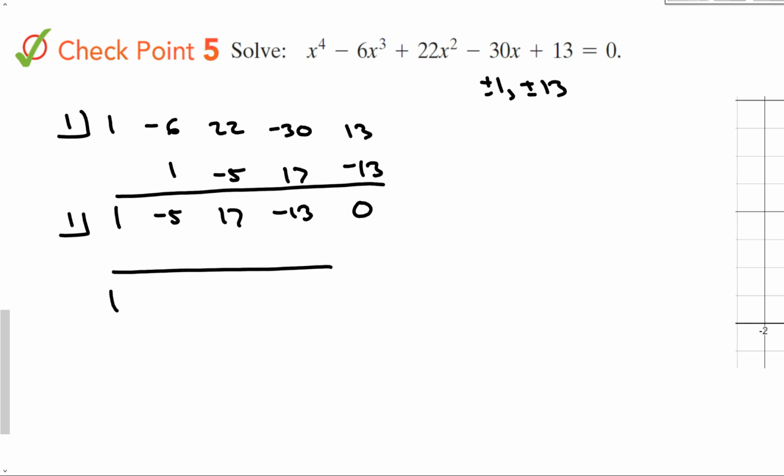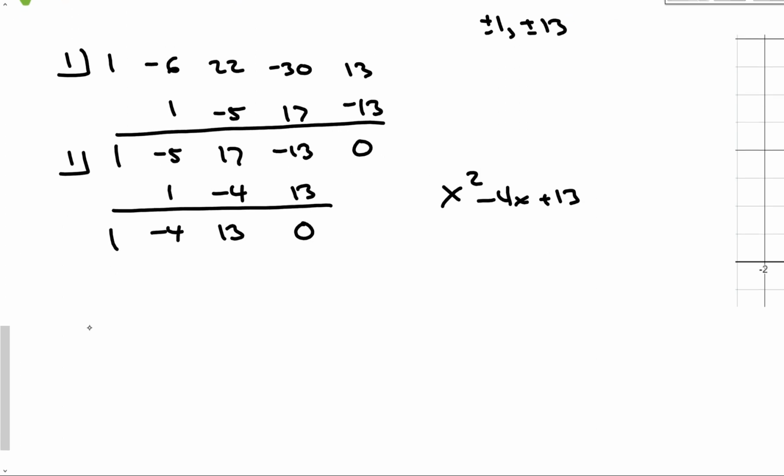So I'll bring this down. 1, multiply, add, multiply, add those together. We get a positive 13. And look at that. So my resultant function that's left is x squared minus 4x plus 13. Unfortunately, the only factors of 13 are 1 and 13, and they do not add up to 4.